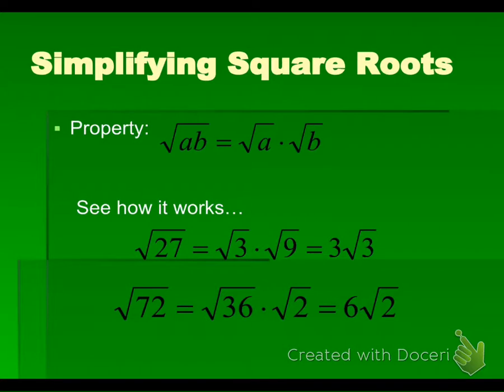We know the square root of 3 is a prime number. And we know the square root of 9 is a perfect square. The square root of 9 is 3. So we bring 3 out. Square root of 3 stays in because it doesn't have a buddy. Same thing happens with 72. We have a perfect square of 36 times 2. 36 becomes 6. Square root of 2 stays attached.